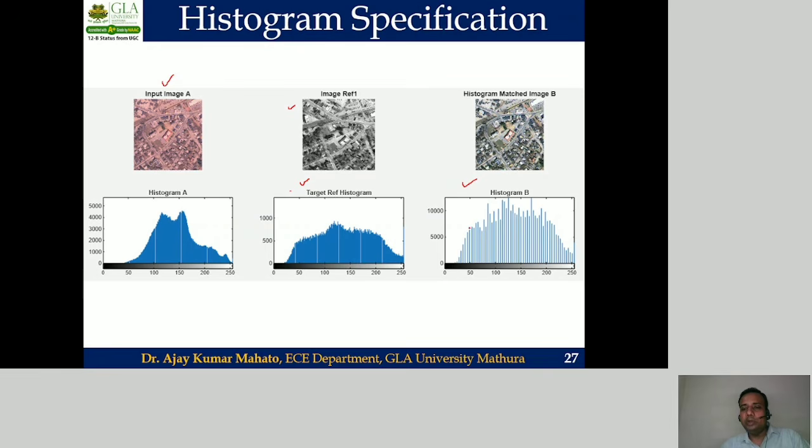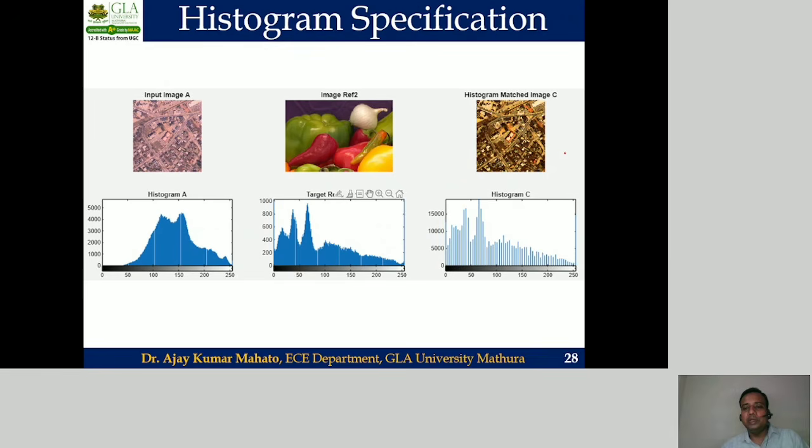So when my output histogram pattern closely follows the envelope of the target histogram pattern, I obtain this as my histogram match output image B. Now we can change our target histogram, and accordingly our output image will change. So in order to change the target histogram, I read another image.